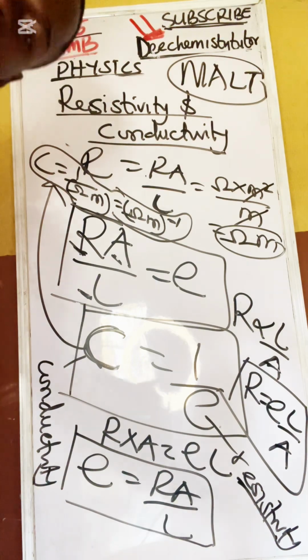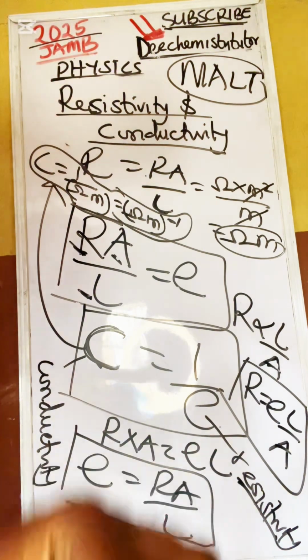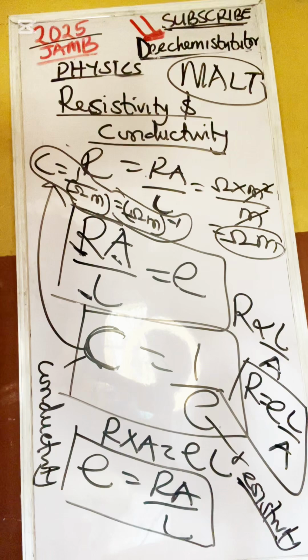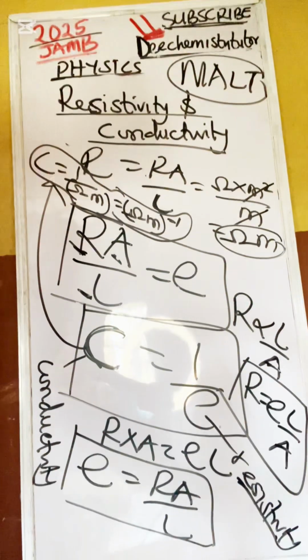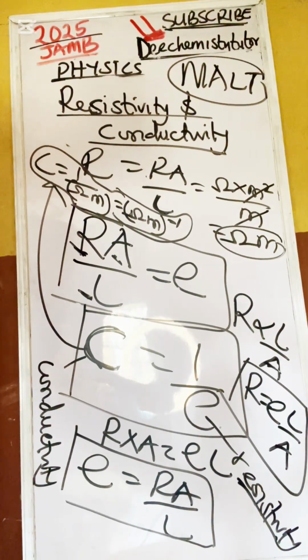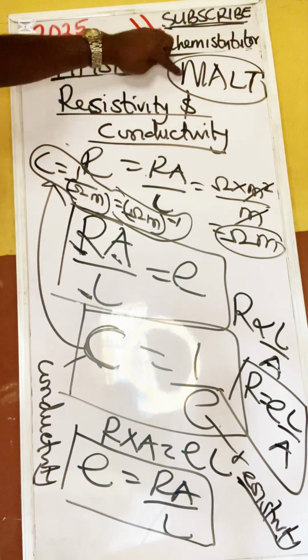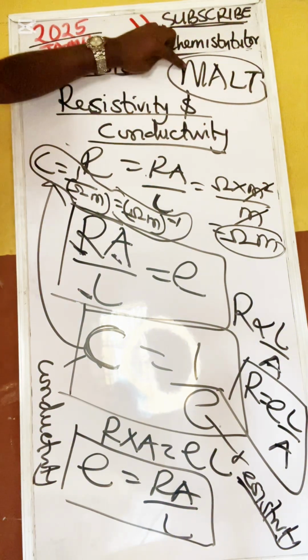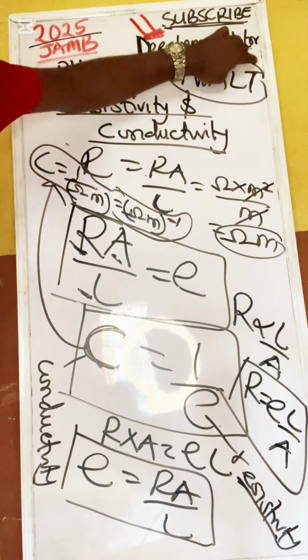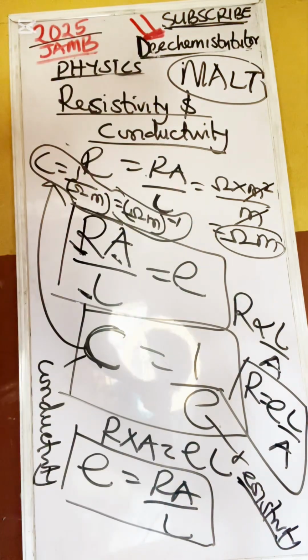Okay? RA over L equals what? Resistivity. 1 over resistivity equals what? Conductivity. And don't forget my MALT. What does MALT mean? Material, area, length, and temperature. Those are the factors that affect resistance of a conductor.